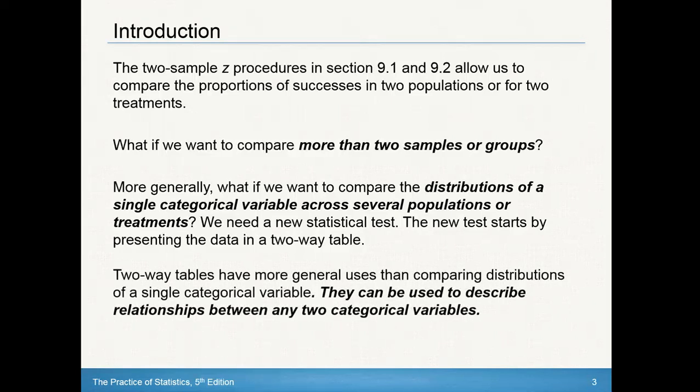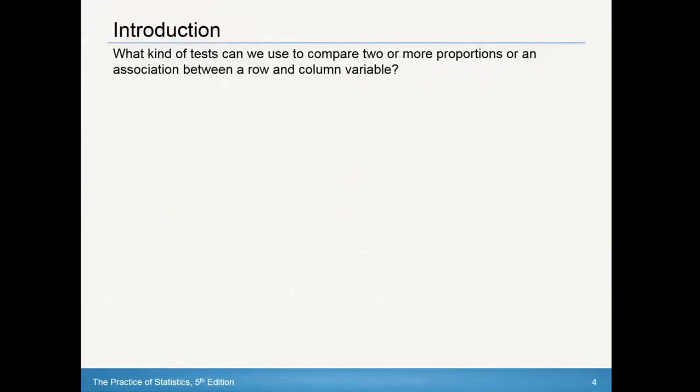Two-way tables have more general uses than comparing distributions of a single categorical variable. They can also be used to describe the relationships between two categorical variables, basically checking to see if one variable influences another. So let's take a look at the differences. What kind of tests can we use to compare two or more proportions or an association between a row and a column variable? That's going to be the key here.